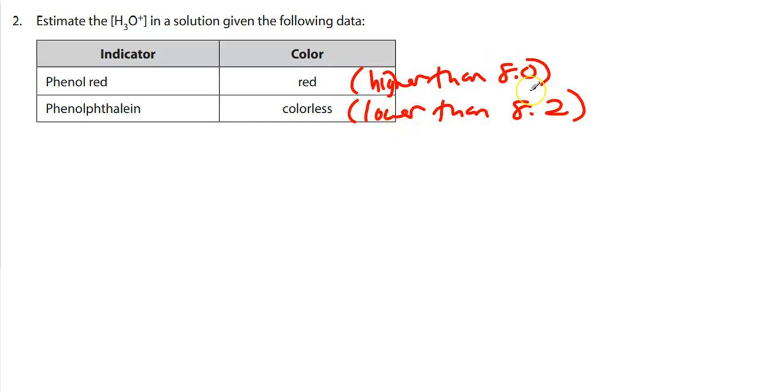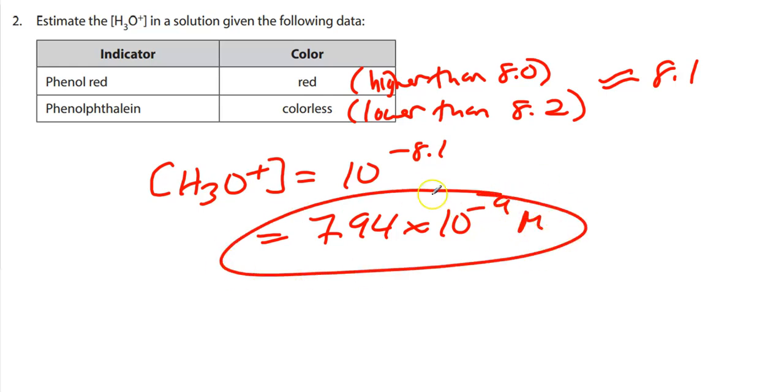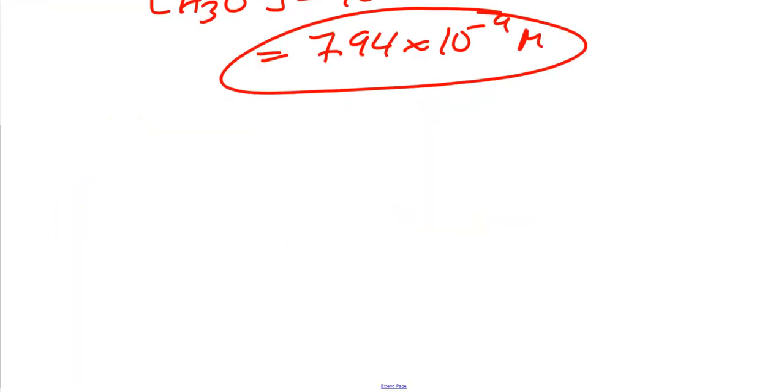So we're estimating this, and it would be in between that, so 8.1. If we want the hydronium concentration, and that's our pH, we do 10 to the negative 8.1. There's no numbers here to work with, so we're not worried about sig figs. Times 10 to the negative 9 moles per liter. Using 2 indicators on the same solution actually gives us a lot of knowledge about the range that it can be in.